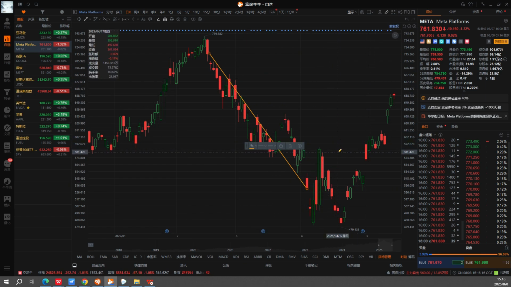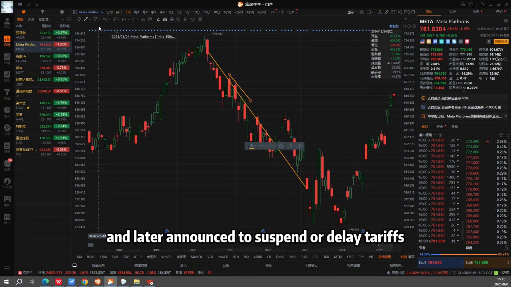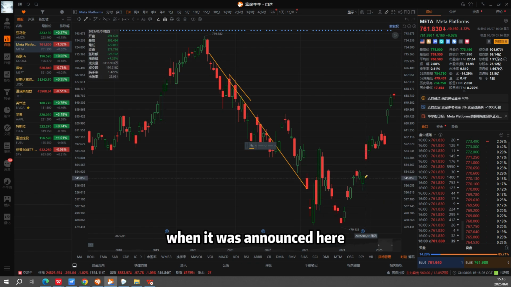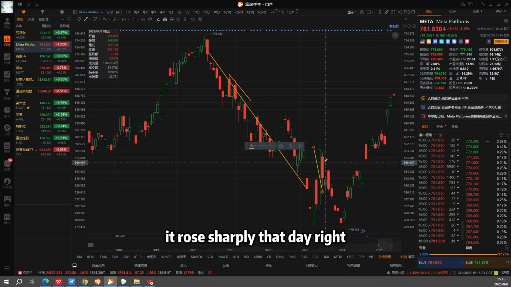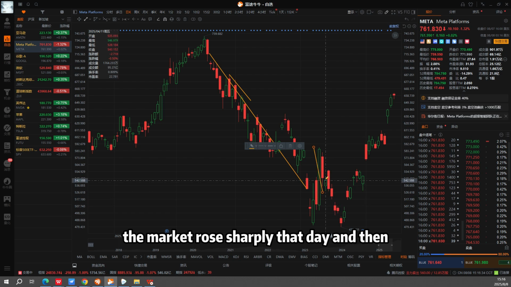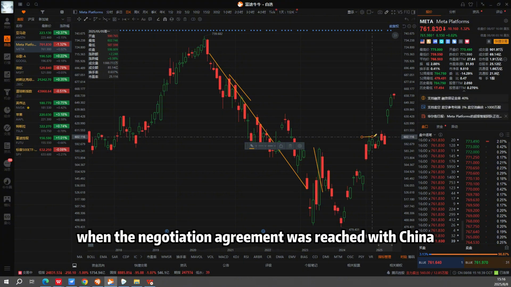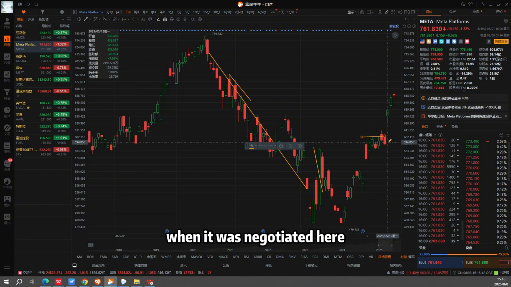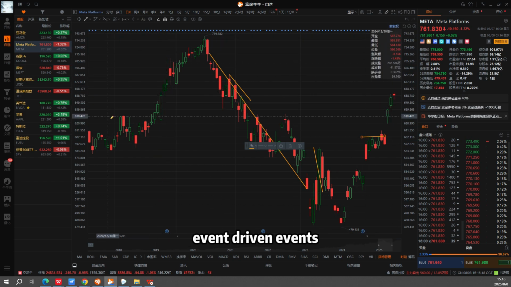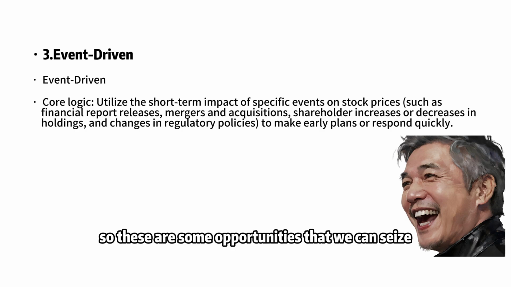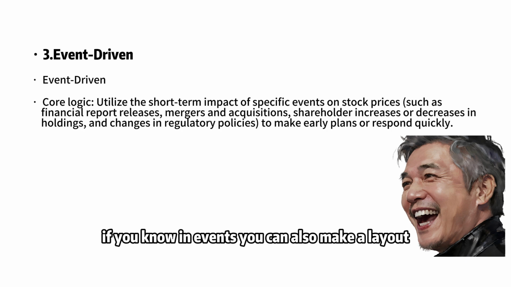This is news driven. For example, if tariffs are later cancelled, Trump later announced to suspend or delay tariffs, in the same way, on this day, these are all news-driven events. It rose sharply that day, right? The market rose sharply that day, so if you know this news, you can enter the market to buy. Yes, including when the negotiation agreement was reached with China, it was agreed, and then it rose sharply. These are all news stimuli, event-driven events. So these are some opportunities that we can seize with mergers and acquisitions. If you know in advance, you can also make a layout.